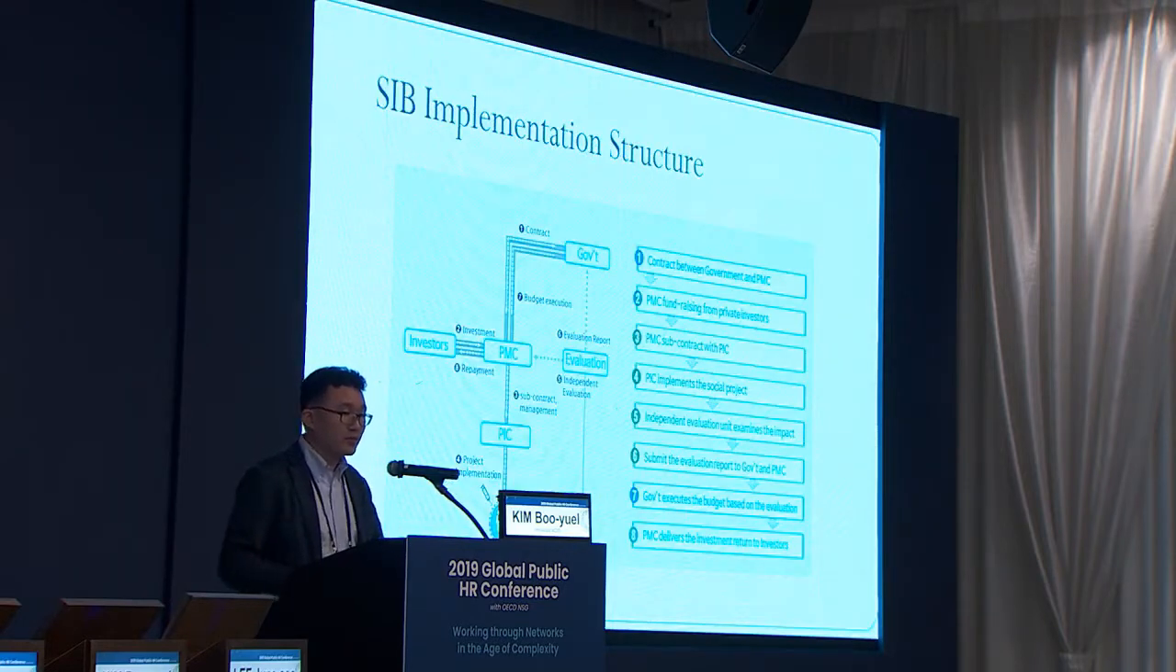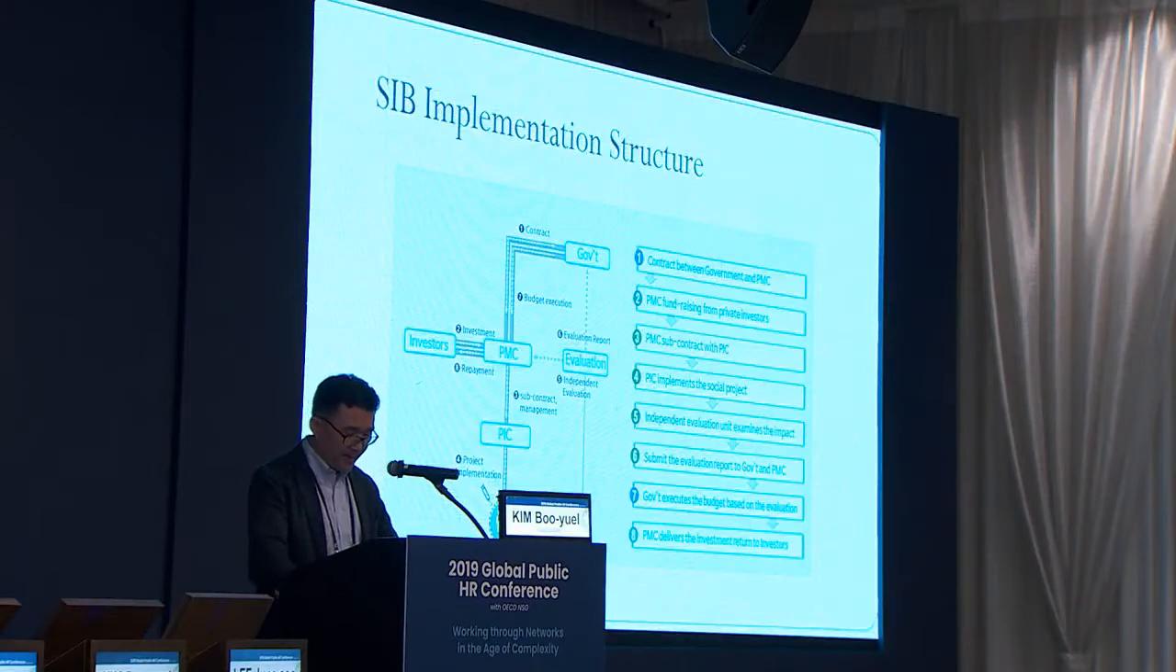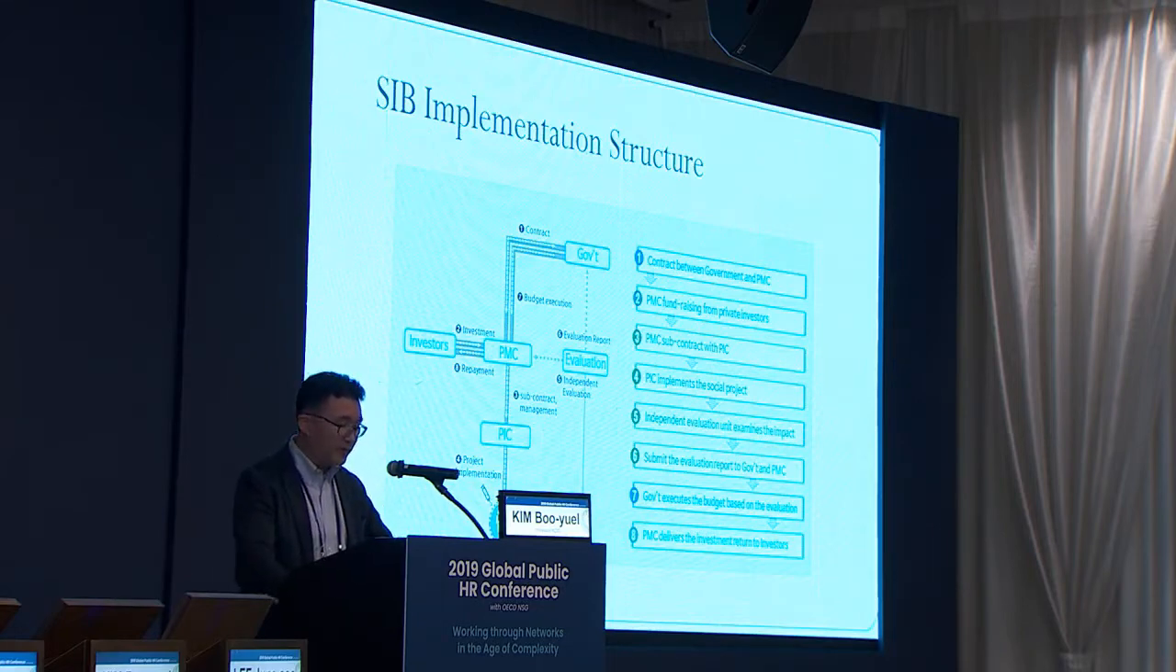Let me briefly explain the structure of social impact bond implementation. First, usually the government, or local government, has a contract with an intermediary. I just call it the project management company, PMC. And then this intermediary, PMC, searches for private investors, so they raise the fundraising from the private sector. Once they secure the private investment, the intermediary, PMC, has a contract with the PIC, Project Implementation Company, which provides the program to the beneficiary.